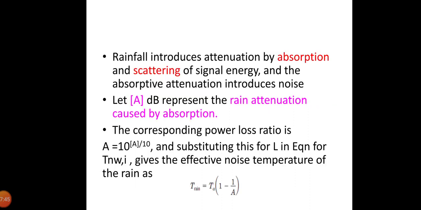And now let us see about the downlink rain-fade margin. Rainfall introduces attenuation by absorption and scattering of signal energy, and the absorptive attenuation introduces noise. Let A represent the rain attenuation caused by absorption. The corresponding power loss ratio A is given by A = 10 log |A| divided by 10, and substituting this for L in the equation of T_w,i gives the effective noise temperature of the rain as T_w,i = T_0 (1 - 1/A).